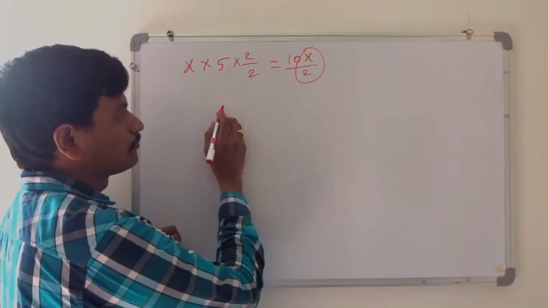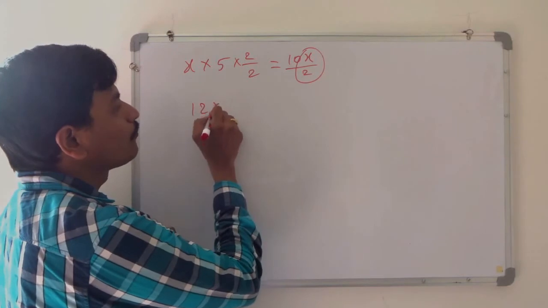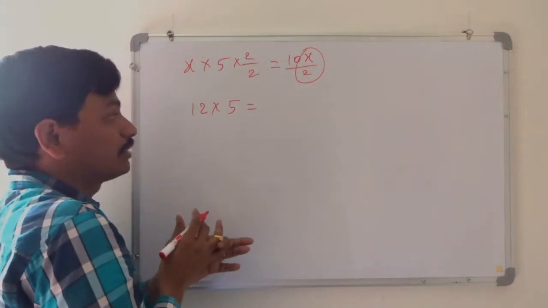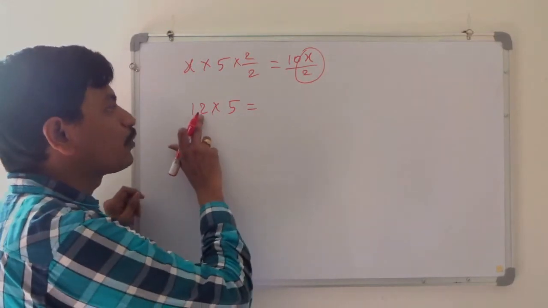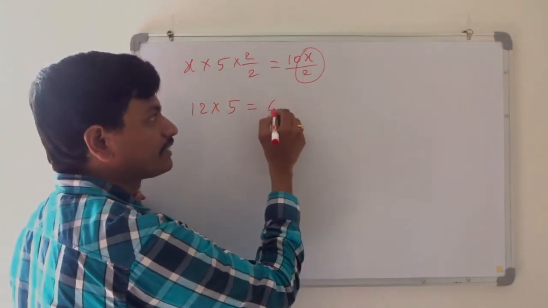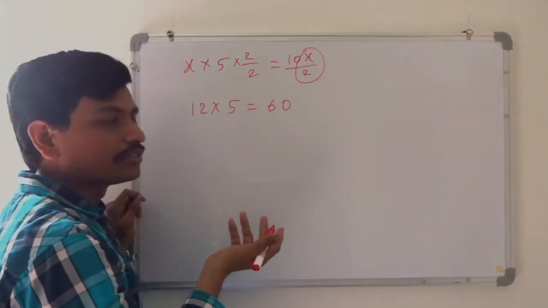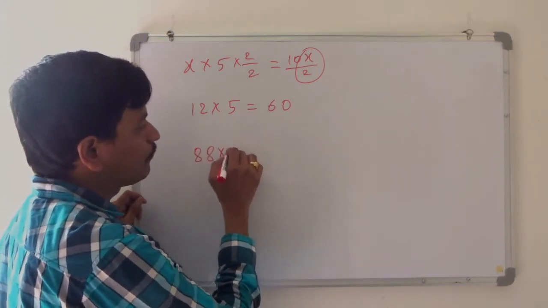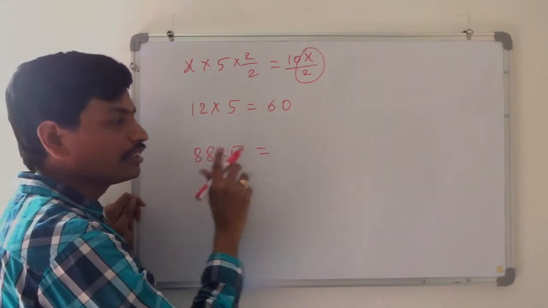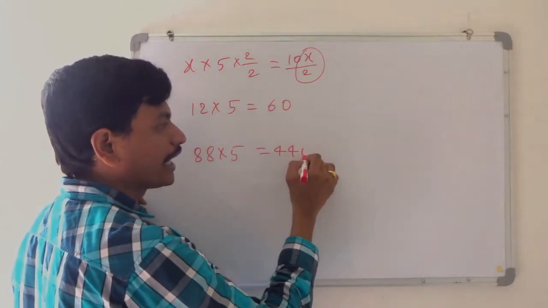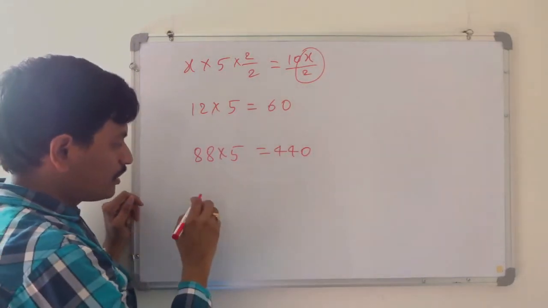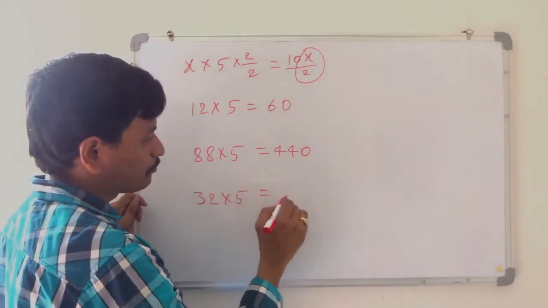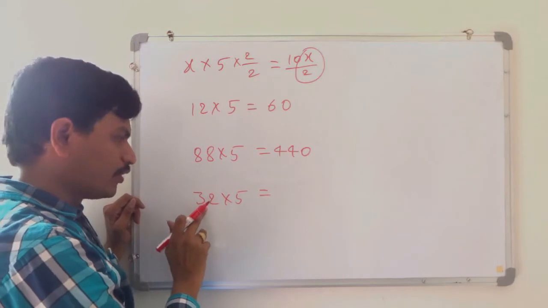Now I'll take 12 into 5. We know it is 60. I'm taking a small number to explain it. Half of 12 is 6, and put a last 0. That's it. If I take 88 multiplied by 5, half of 88 is 44, and put a zero at the end. Now take 32 multiplied by 5. What's half of 32?